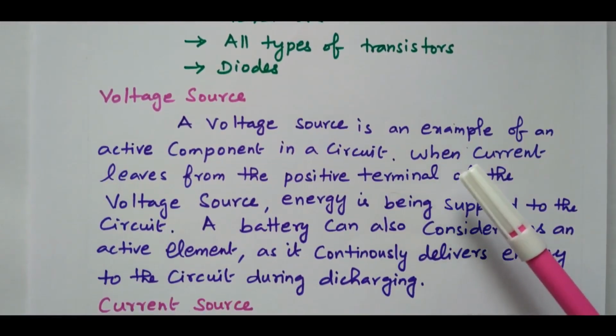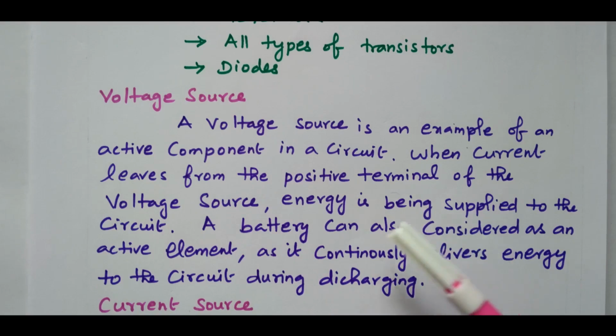The voltage source is an example of an active component. When current leaves the positive terminal of the voltage source, energy is being supplied to the circuit. So when the voltage source is connected in the circuit, it is able to supply energy into the circuit. That's why it is called an active component. Similarly, the battery is also considered an active component because it continuously delivers energy to the circuit during discharging. So the voltage source as well as the battery are active components because they are supplying energy to the circuit.